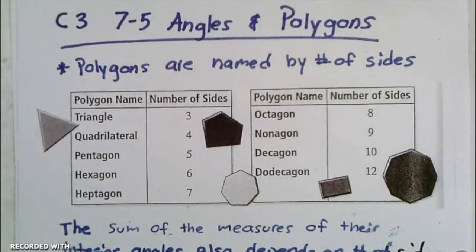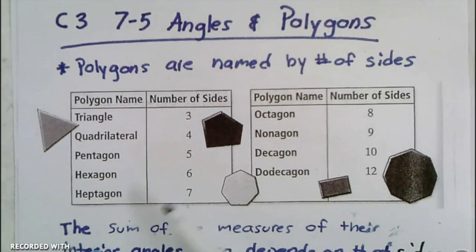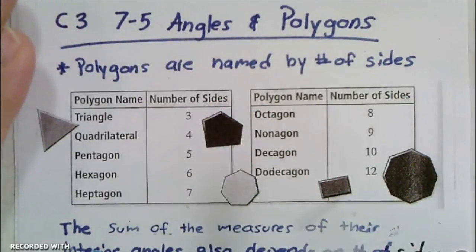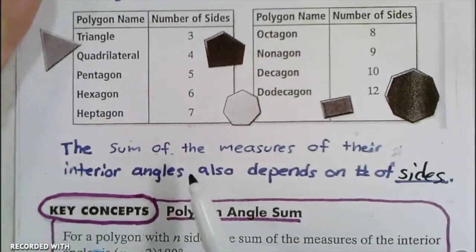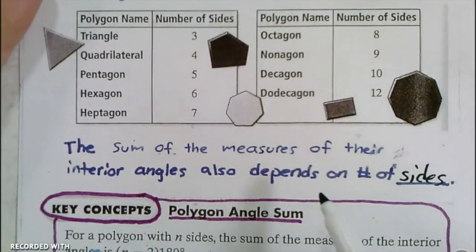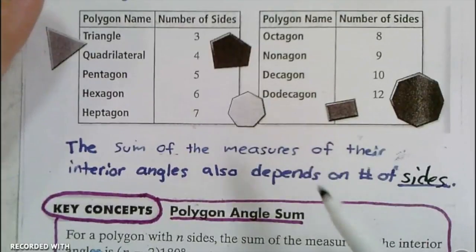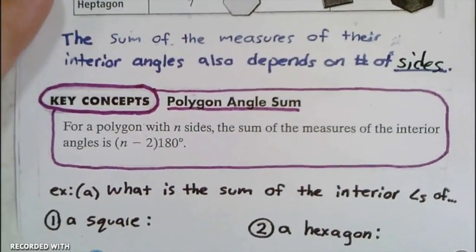Polygons are named by the number of sides they have. You already know this, and here's a chart of all their sides and what they're called. You probably already have this memorized by now. What we're going to learn today is that the sum of the measures of their interior angles also depends on the number of sides that they have. So you're going to need to know that information to figure out what the total measure of all their interior angles are. Here's your key concept.